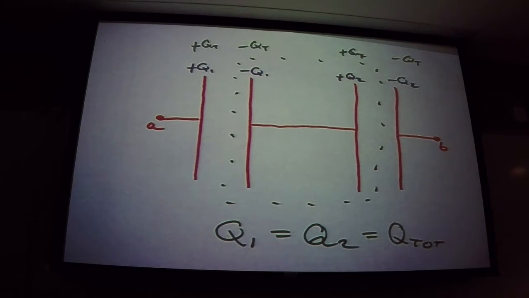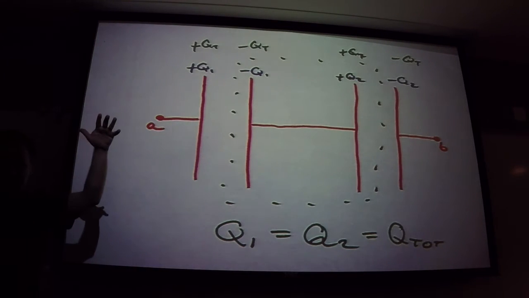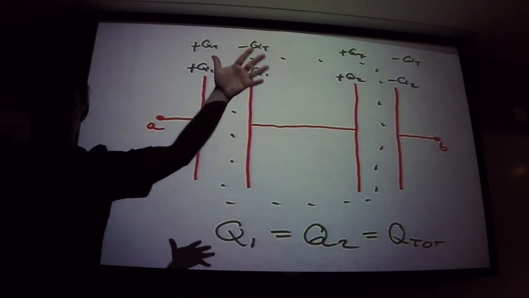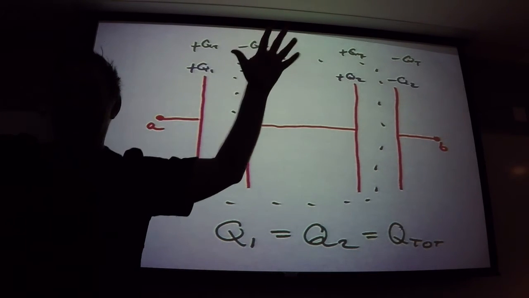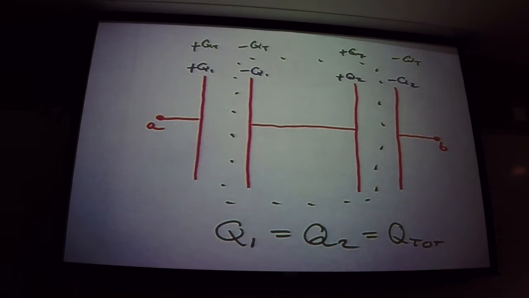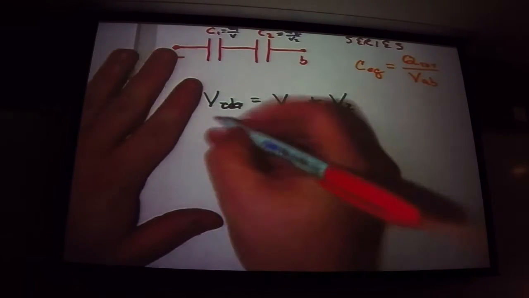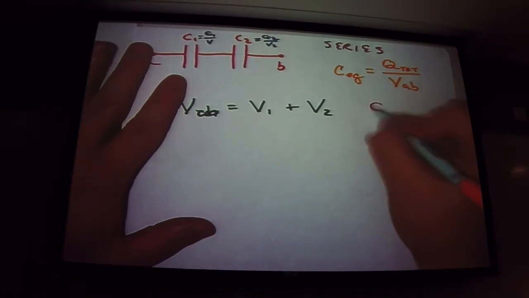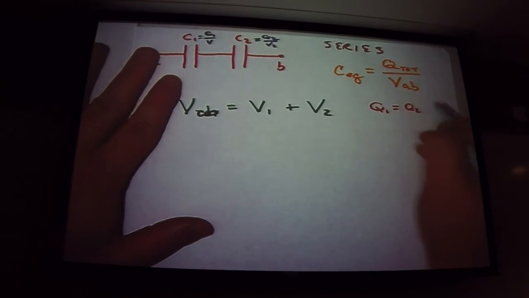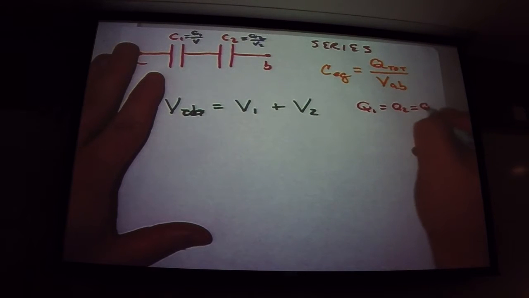So in series, voltages do what? Add. And the charge? Same. And charges in parallel? Add. Thank you. Tricky. So, in series, Q1 equals Q2 is equal to Q total.